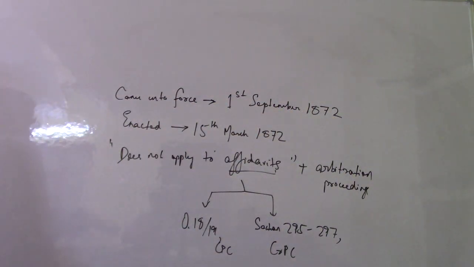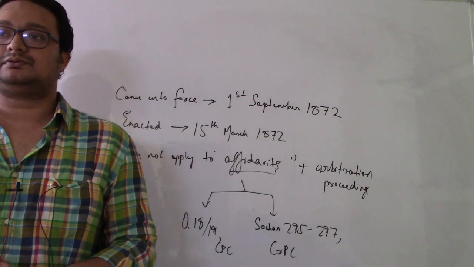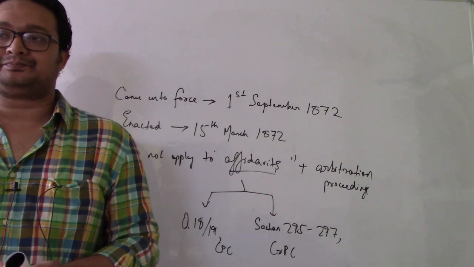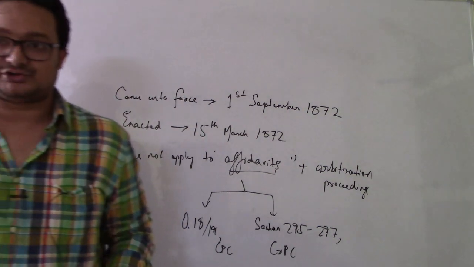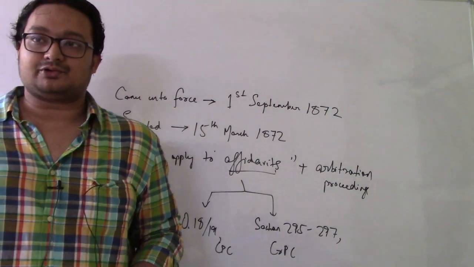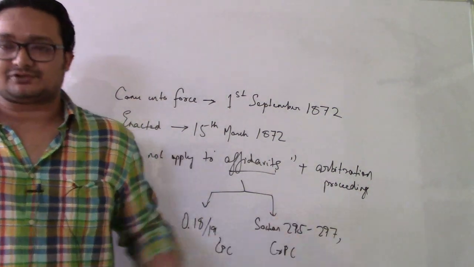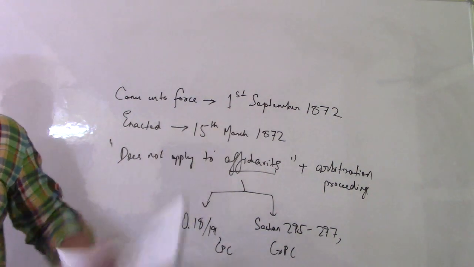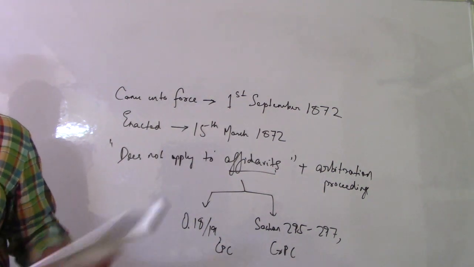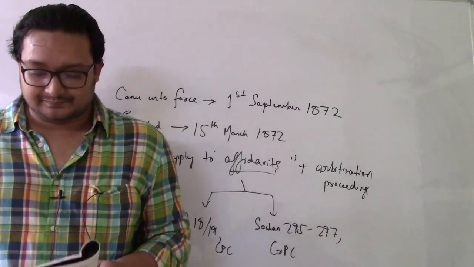Why does it not apply to arbitration proceedings? What is the point of arbitration? It is to ensure that there is a fast procedure, right? If we were to introduce the Technical Rules of Evidence Act into the system, that will make the process slow, isn't it? And thereby it would defeat the whole objective of arbitration. For that reason, the Act does not apply to arbitration proceedings.